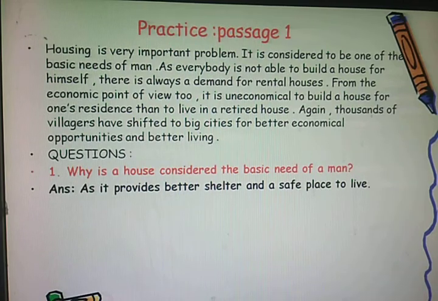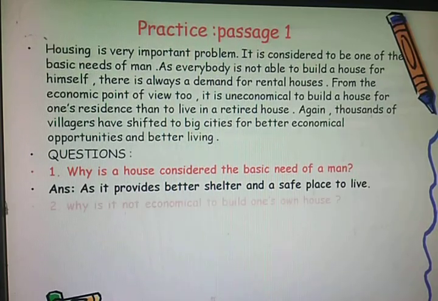The question was, why is a house considered the basic need of a man? The answer could be, as it provides better shelter and a safe place to live. Now, if any one of you has written the same or something related to words like this answer, your answer could be the correct one. You may write down your answers in the comments. Let's see.